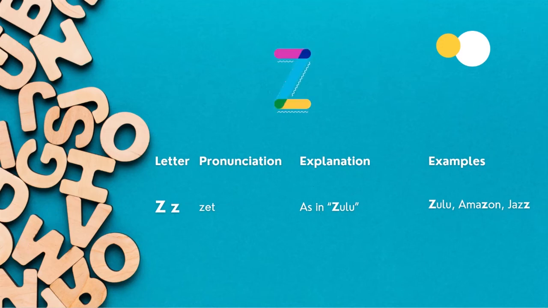We go to the last one, and that is the Z sound, and that's in Dutch Z. So the explanation as in Zulu. Other examples are Amazon, jazz, Z. So repeat after me. Z. Yes. All right. Very good.